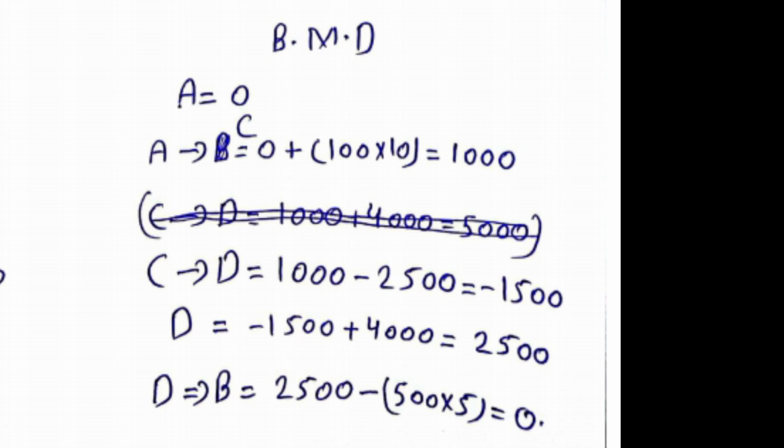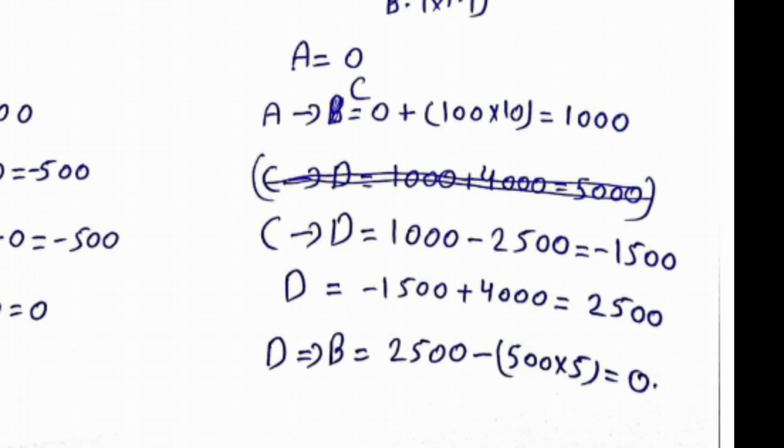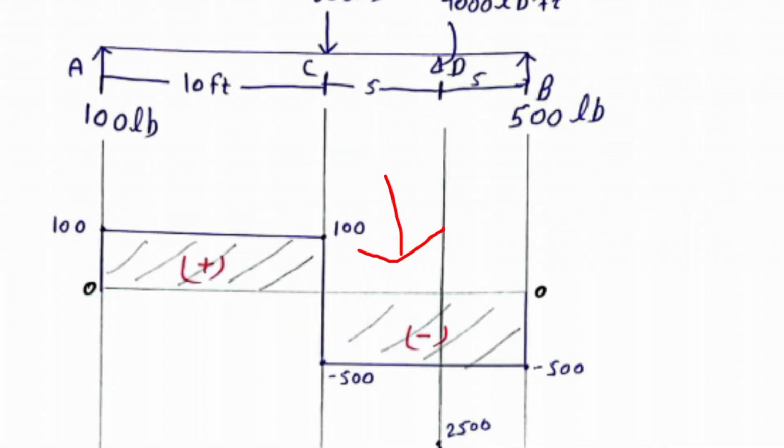Moment at C, MC. MC is the area of the first positive rectangle in the SFD, from A to C. The moment diagram is a straight line since the shear is constant. Moment at D, MD. MD is MC plus the area of the next section of the SFD, from C to D.